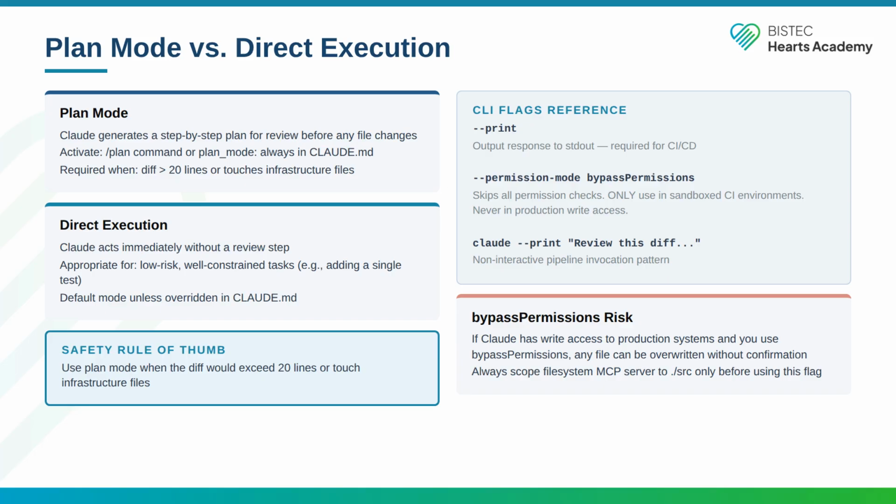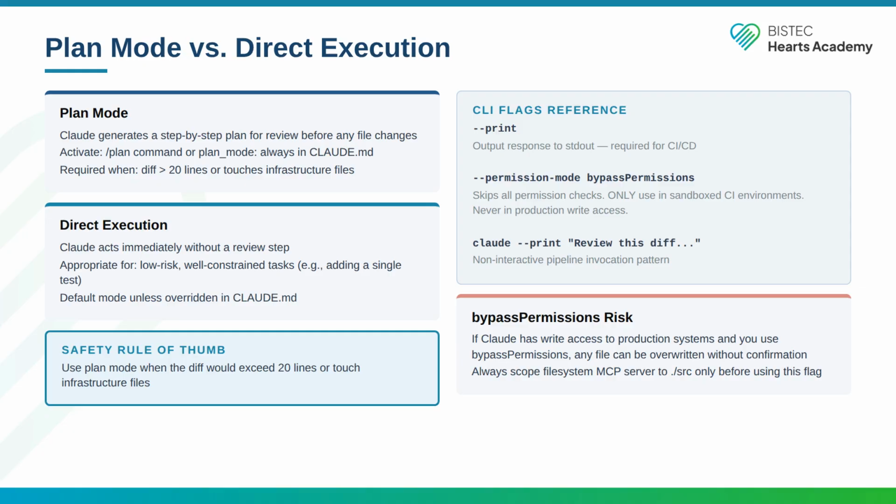The print flag transforms Claude Code from an interactive assistant into a CLI tool. It outputs Claude's response to stdout without launching the terminal UI, making it composable in shell pipelines and scriptable in CI/CD systems. Every automated use of Claude in a pipeline uses print.